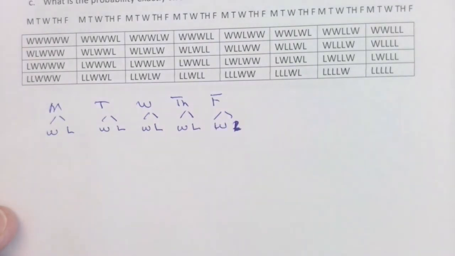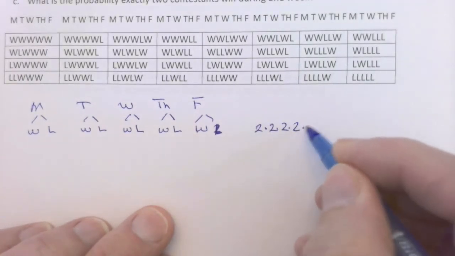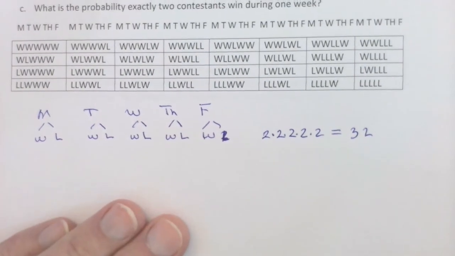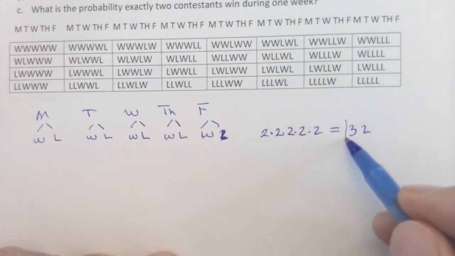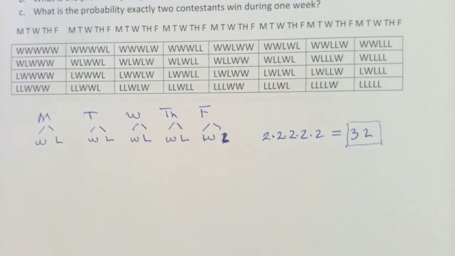And so quite literally, you can go, okay, two possibilities here, times two possibilities here, times two possibilities here, times two possibilities. Multiply two times two times two. The total number of possibilities for each night is just two. Multiply all those twos together, and you get two times two times two times two times two, or two to the fifth power is 32. So that counts all the possible outcomes for winning and for losing for one week of playing this game at the end of this game show.